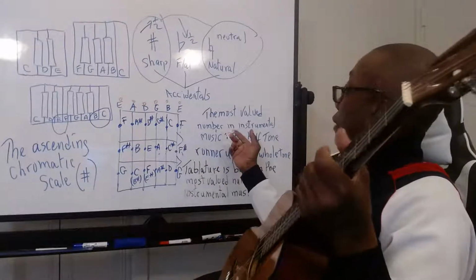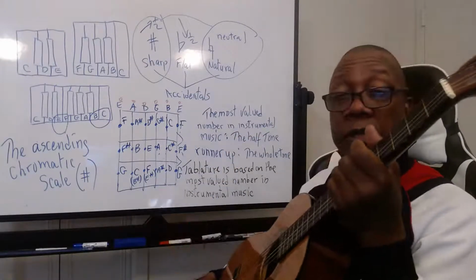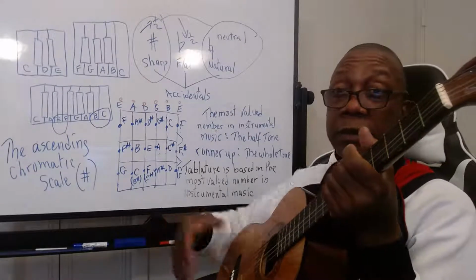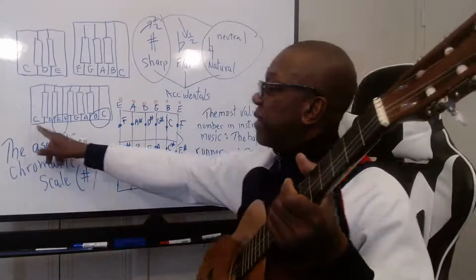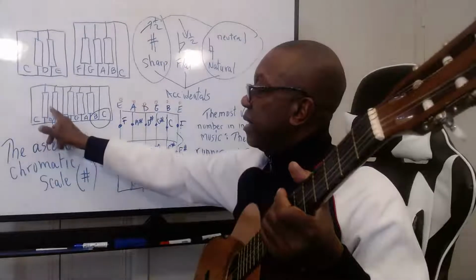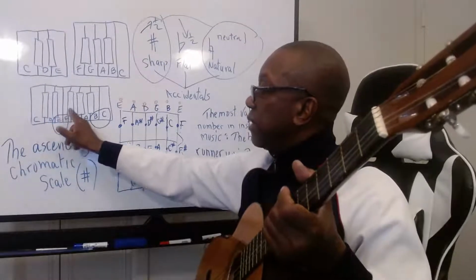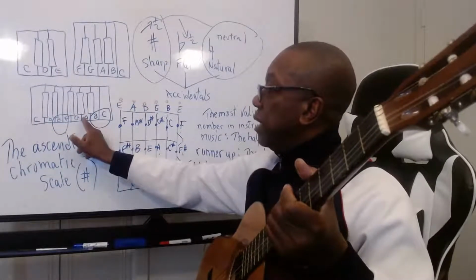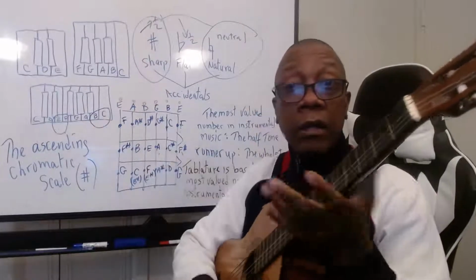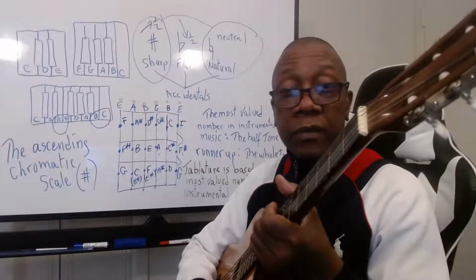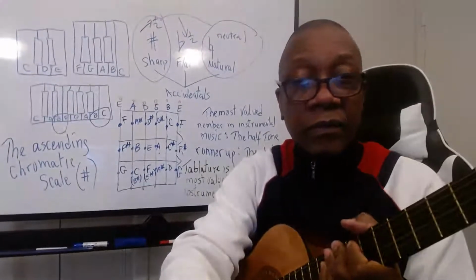And I call it the most valued number in instrumental music, the half step. The keyboard is made of half steps too. C, C sharp, D, D sharp, E, F, F sharp, G, G sharp, A, A sharp, B, C. They're all half steps. All right, that's all for now. We'll continue.